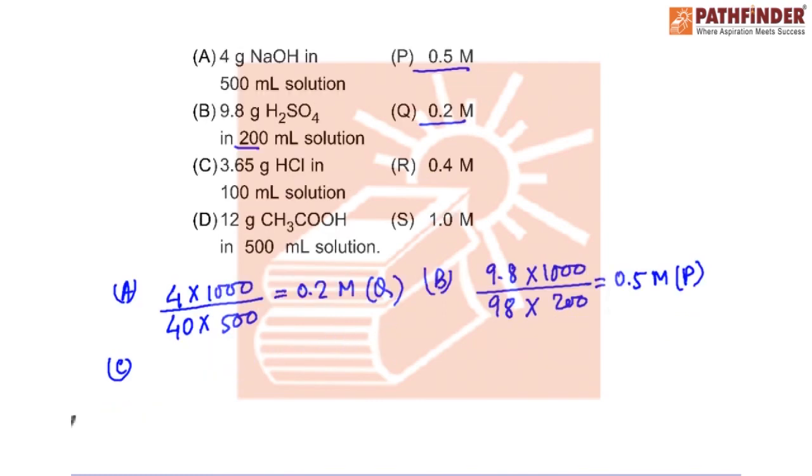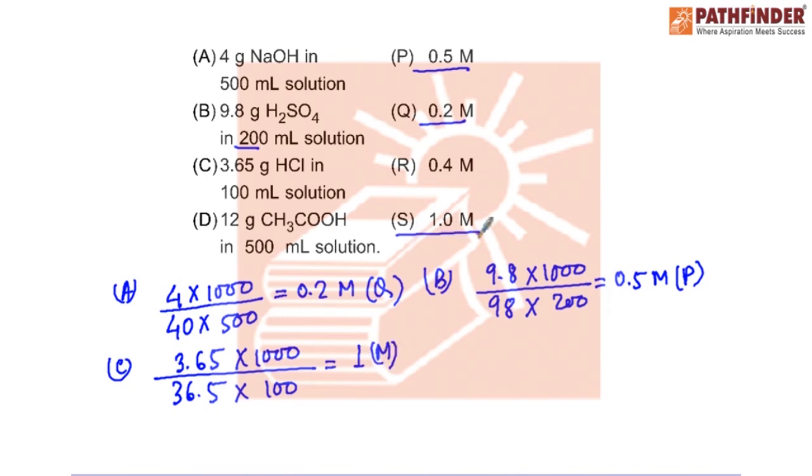The next one, C. What is asked in C? 3.65 times 1000 divided by the molar mass of HCl. Take a guess. Yes, it is 36.5 into 100. So you get 1 molar. So yes, it is S.